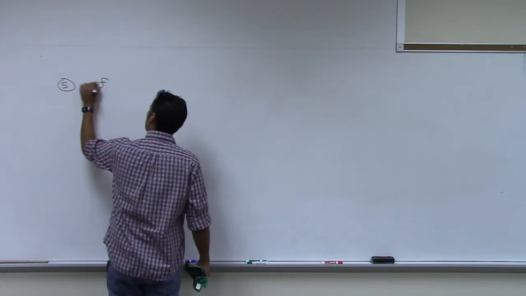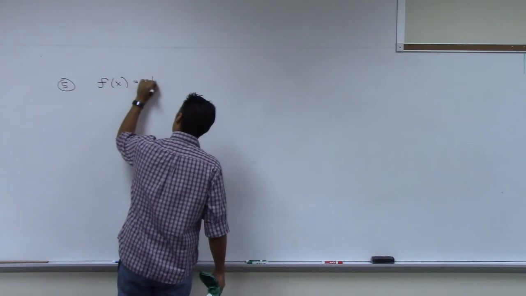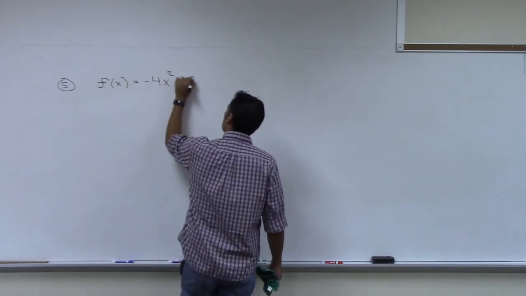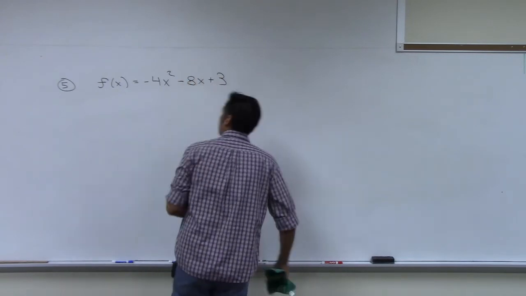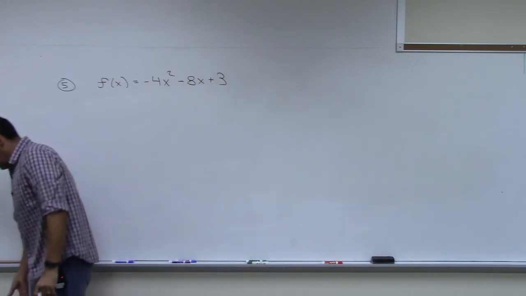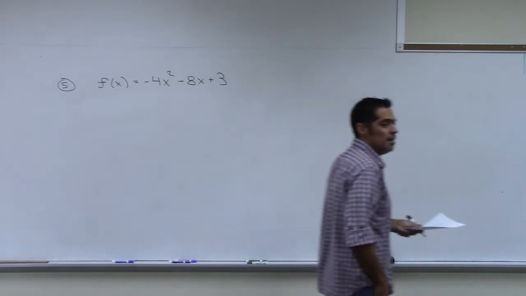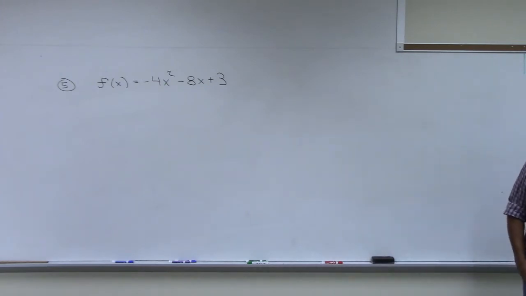If f of x is negative 4x squared minus 8x plus 3, then I ask you to find the x-intercepts, find the vertex, find the maximum, and then to graph this. This is a quadratic function. So if you go back and you look at your notes, we went through a set of steps in order to graph these. So I'm going to do this by graphing it, because once I graph it, I can answer all these questions, right? So I'm just going to go through the steps for graphing.